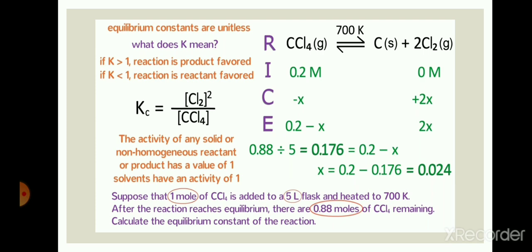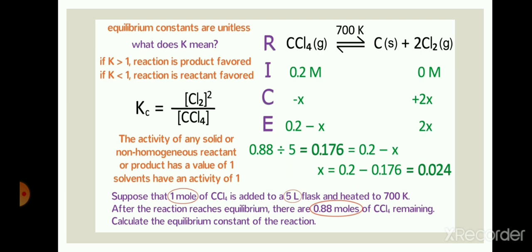As for the change in molarity, we know that the reactant is decreasing by a certain amount, so we put minus x for CCl4, and the coefficient tells us that 2 Cl2 are made for every 1 CCl4 that is lost. So we put plus 2x for Cl2. The equilibrium molarity is simply the initial molarity plus the change in molarity, so that is 0.2 minus x for carbon tetrachloride and 2x for chlorine.